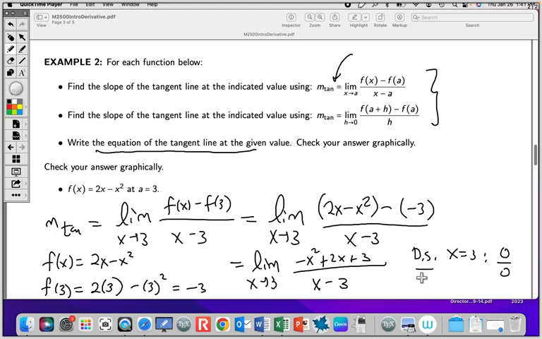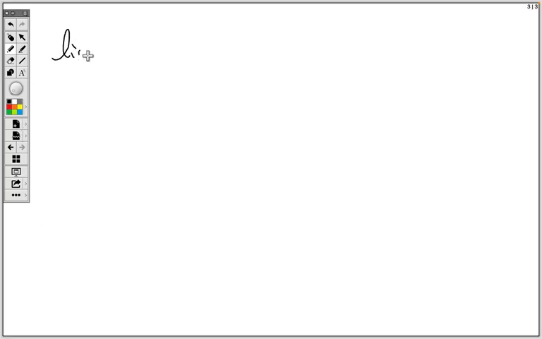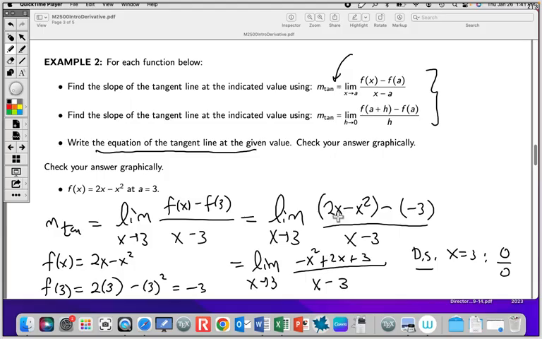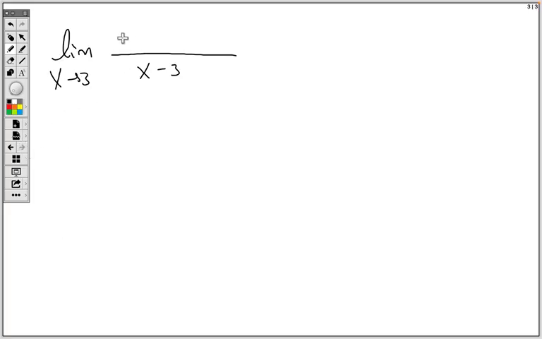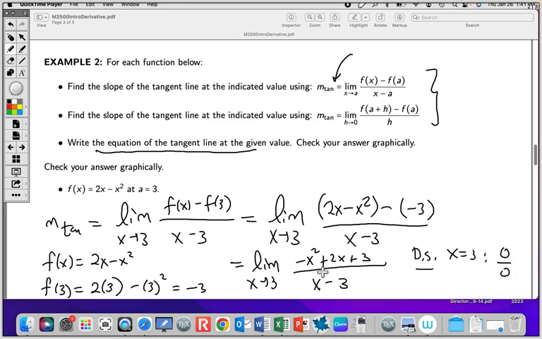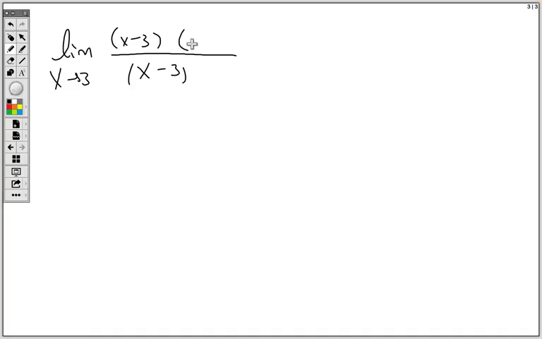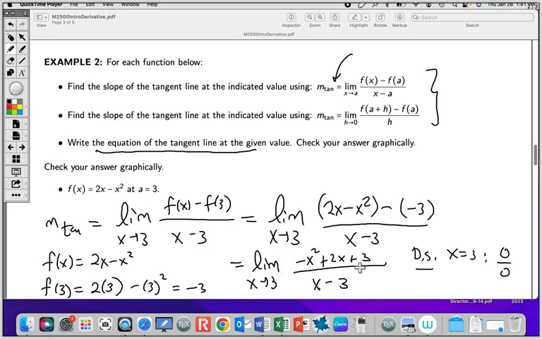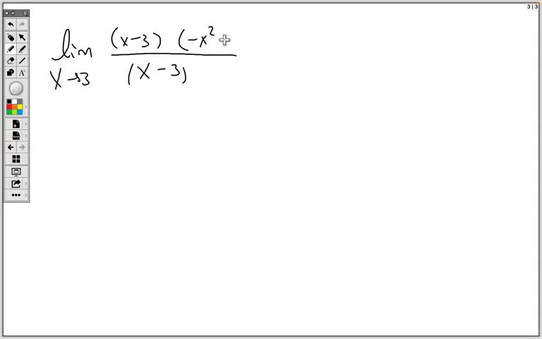So we think back to our techniques of evaluating limits. And one of the first techniques we have to resolve indeterminate forms is to factor numerator and denominator. So thanks to the factor theorem, we know that if x equals 3 produces a 0 in the numerator, I am guaranteed by the factor theorem there's a factor of x minus 3 there. So what would be the missing factor here? I would need a minus x to get the minus x squared. And I would need a minus 1 to get the plus 3.